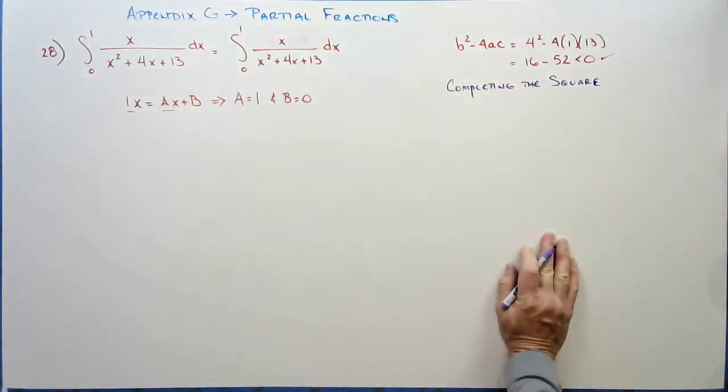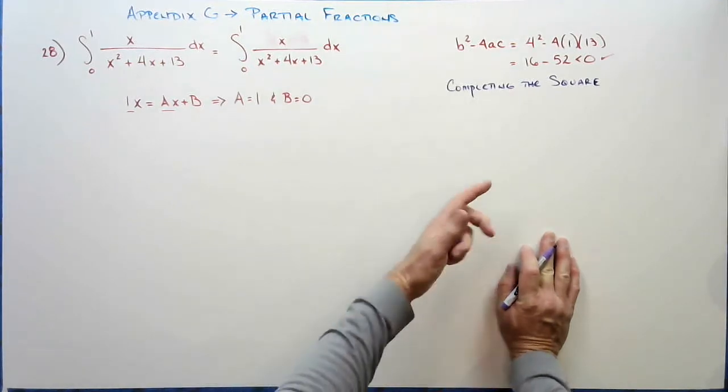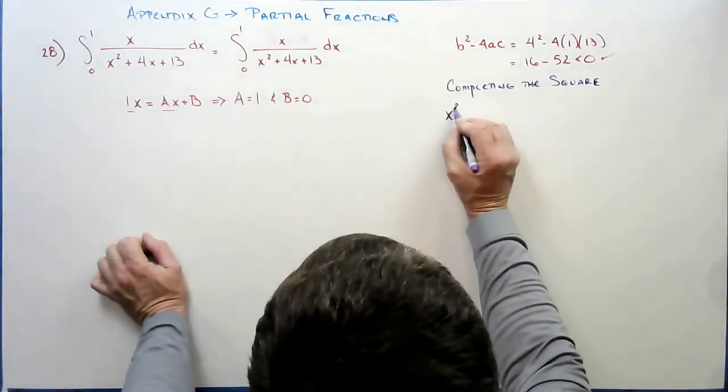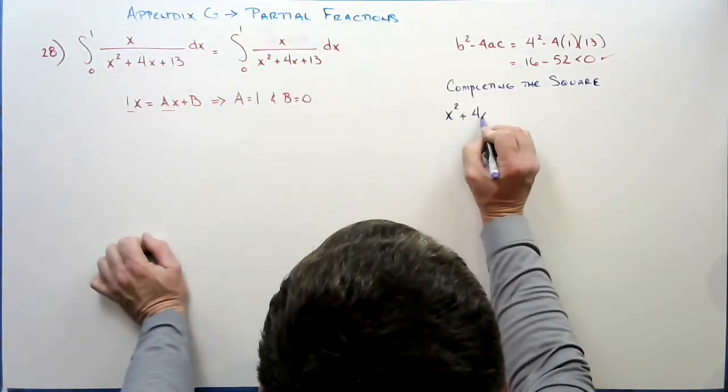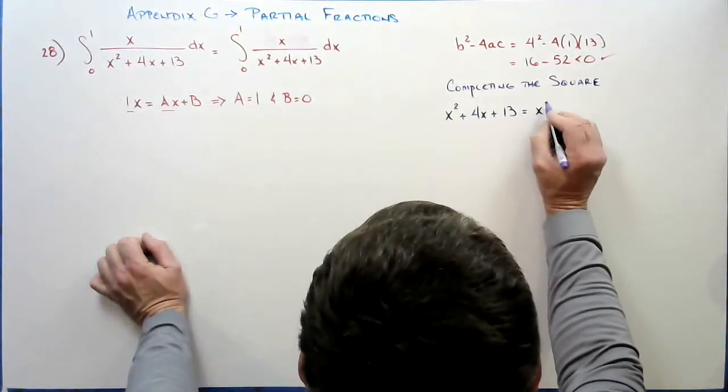Okay, so we didn't see this in the notes. Actually, we did see this in the notes, but I didn't make a big deal out of it, but I'll make a bigger deal out of it here. We have a lot more time to go over it. We're going to complete the square in the denominator. We're going to take our x squared plus 4x plus 13, and we're going to rewrite it like this.